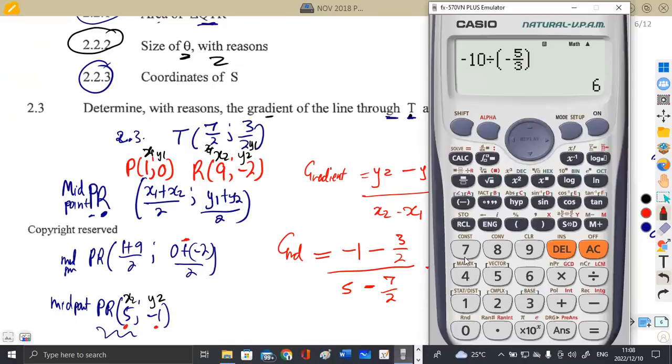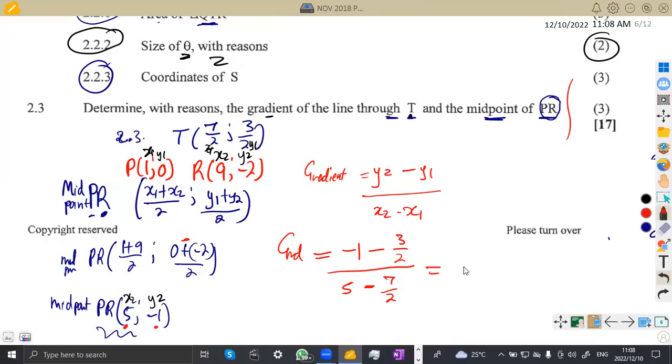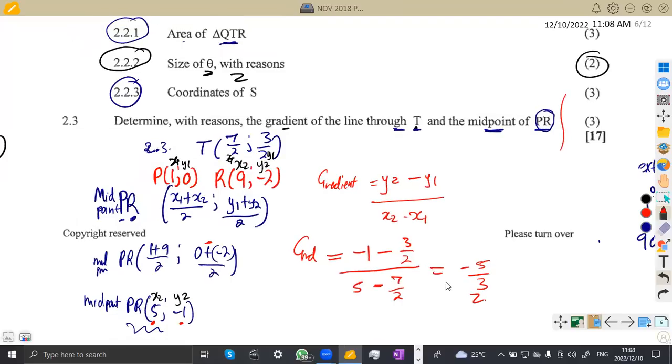You can even use your calculator directly to find this value. You just need a fraction. So you've got -1 minus 3/2, over 5 minus 7/2. So that is the answer, which is -5/3. So we obtain -5/3. Like I said, there are so many ways that you can use.